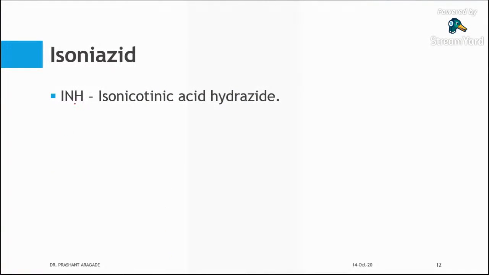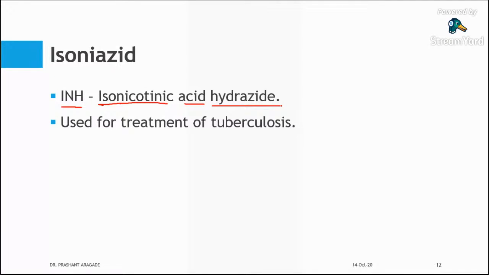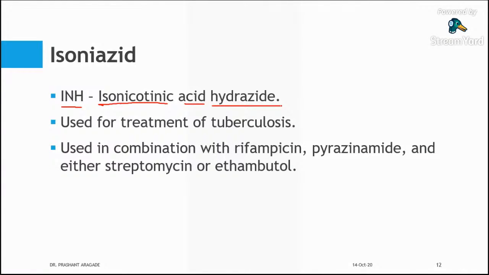So isoniazide is abbreviated using the word INH. INH means what? Isonicotinic acid. So I for iso, N for nicotinic, and H for hydrazide. So INH is represented by isonicotinic acid hydrazide. These drugs are useful for the treatment of tuberculosis, and always all the antitubercular agents are used in combination. So isoniazide is used in combination with rifampicin, pyrazinamide, and either streptomycin or ethambutol.